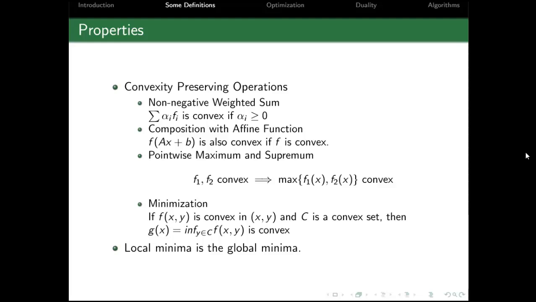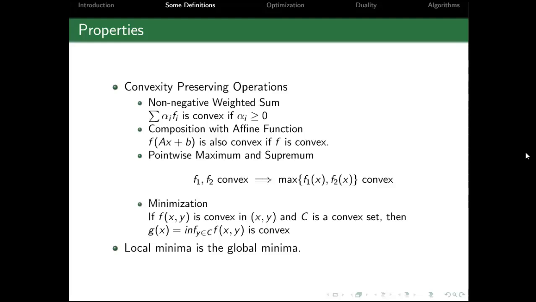Next, composition with an affine function. An affine function is a linear transformation of x, so ax plus b is an affine function. If f is convex, then f of ax plus b is also convex. Pointwise maximum and supremum of two convex functions will also remain convex.